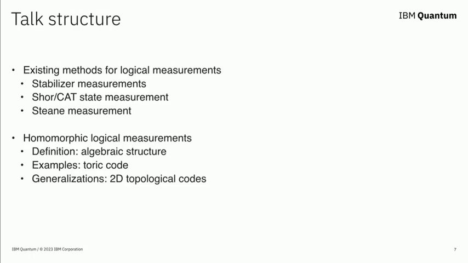Okay, so here's the general structure of the talk. I'm going to spend the first half reviewing old results and summarizing Shor and Steane error correction for those of you who might be less familiar with it, and pointing out some of the caveats with those techniques. And then I'll be spending the second part of my talk discussing our homomorphic logical measurements, the definition of them, and a few examples of how they can be useful, primarily focusing on the toric code, but then generalizing to 2D topological codes. And then I'll discuss at the end some comparison and open questions.